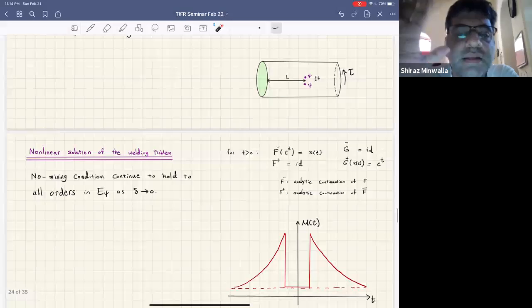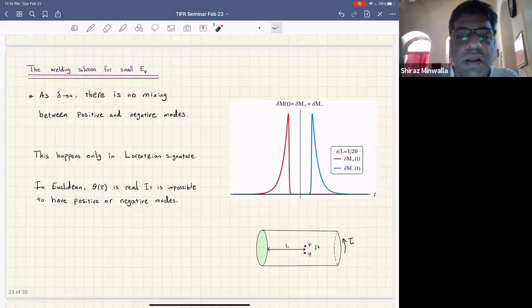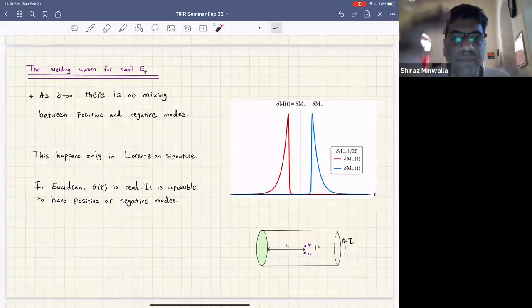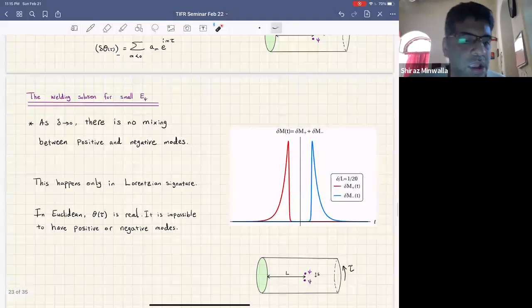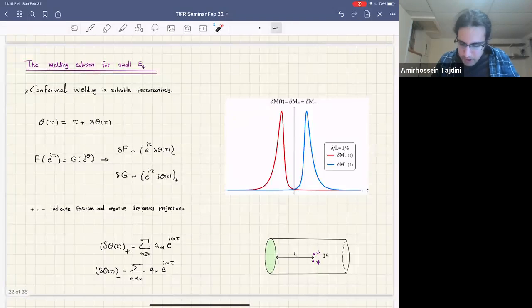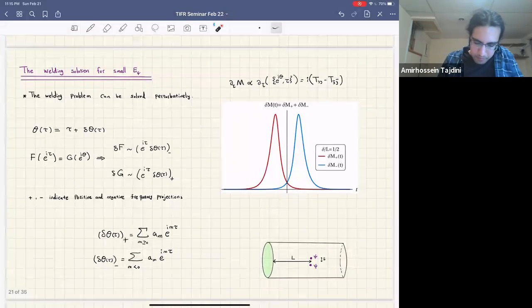Sorry, I didn't understand where in your mathematics you went to Lorentzian signature. I thought you were just working with the Euclidean problem. Yeah, good. So we started here from the Euclidean.